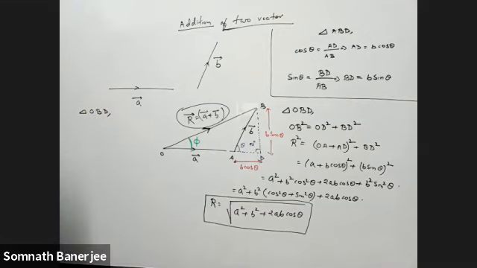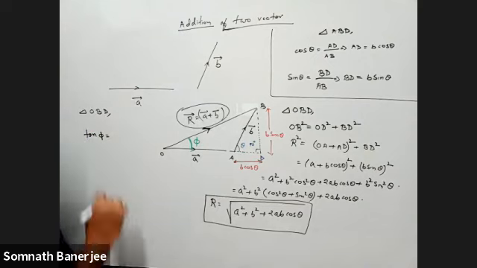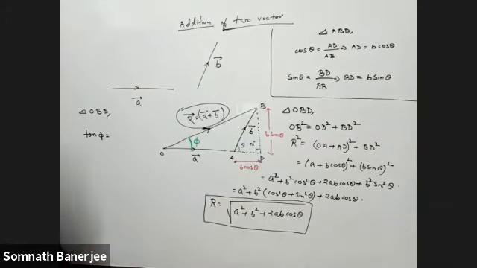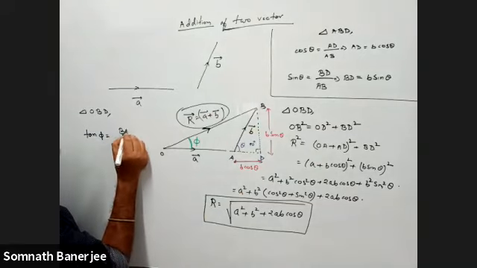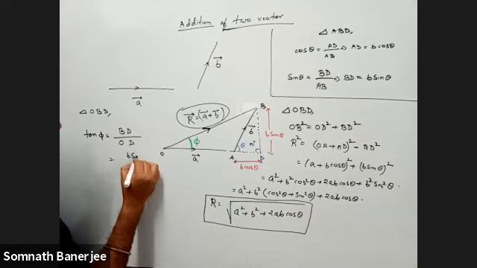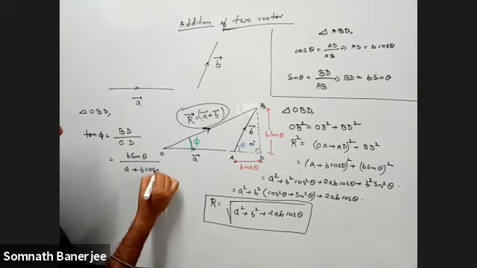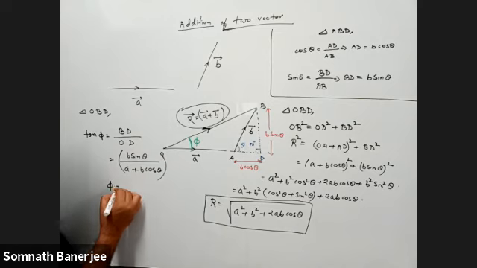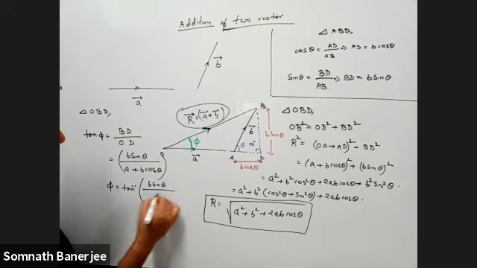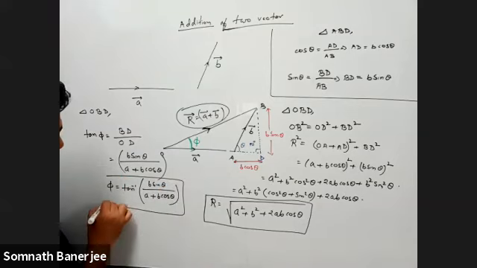Now again from the triangle OBD, tan phi. What we can write? Tan phi is perpendicular by base. Perpendicular means BD. What do you mean by base? OD. So BD is B sin theta. What do you mean by OD? A plus B cos theta. So phi is tan inverse of B sin theta by A plus B cos theta. So you get the resultant.